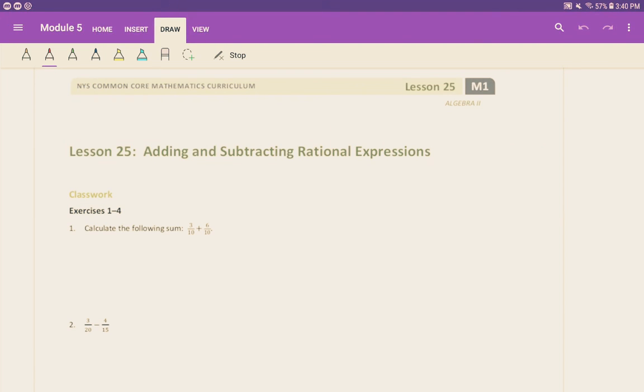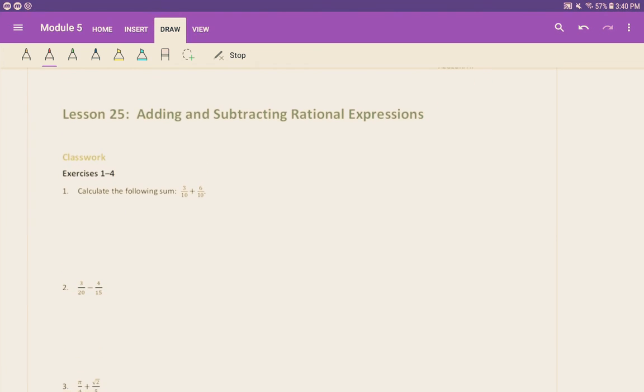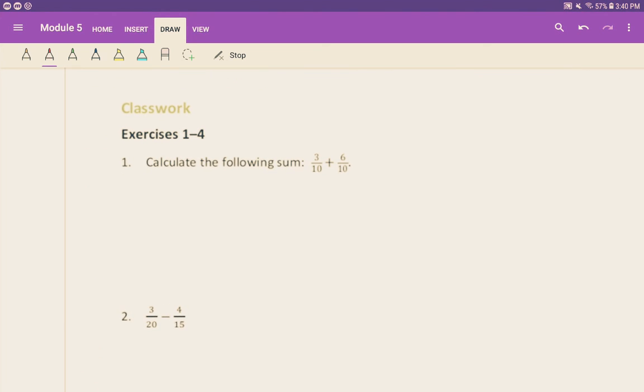Hello and welcome. Today, in this lesson, we are going to be continuing our look at Module 5, where we are looking at rational expressions. Specifically, today, we're going to look at adding and subtracting rational expressions. You should have already seen the video with multiplying and dividing rational expressions, and now we're going to do the adding and subtracting. So let's take a look here at these exercises.